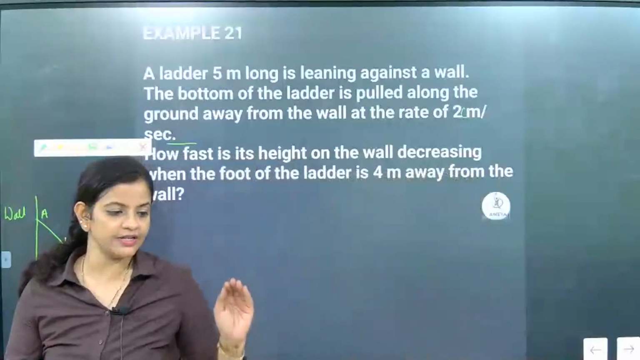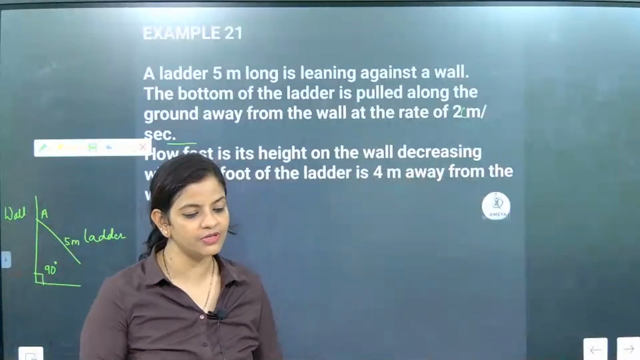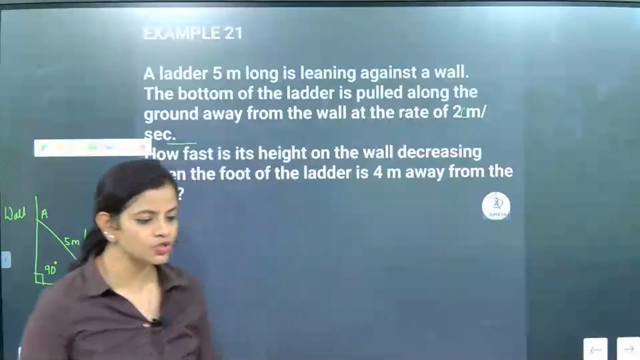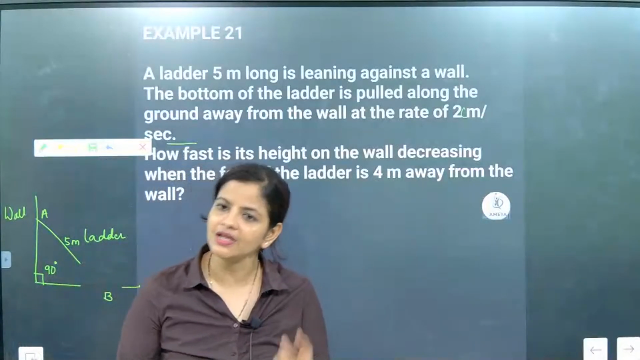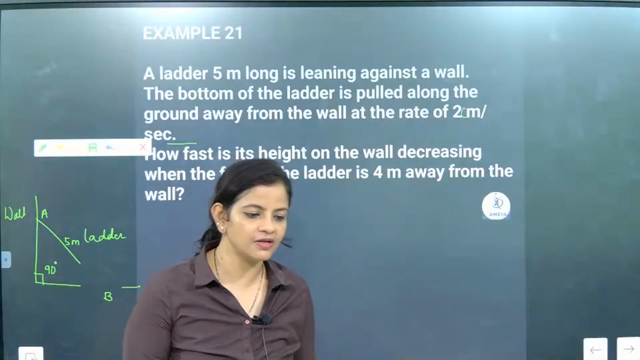Okay, I have just created the change, beta. Because if the ladder slips 2 meter per second, the ladder will slip very fast. Got it? So it has to slip slowly. Slowly means the unit will be 2 centimeter per second. Every second, how much is it slipping? 2 centimeter. Okay.